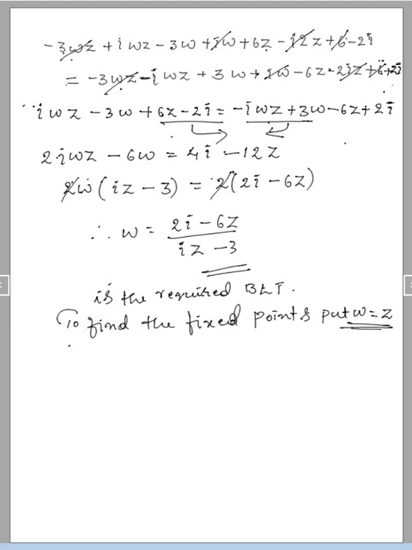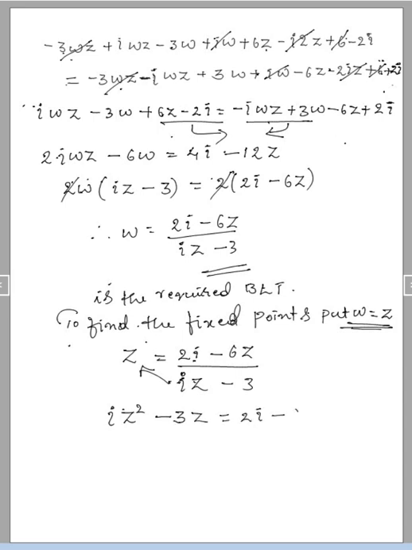So in the above bilinear transformation, you are going to put Z in place of W. So Z equal to 2I minus 6Z divided by IZ minus 3. Now cross multiply this. What you are going to get? IZ square minus 3Z, which is equal to 2I minus 6Z. So try to get a quadratic equation.